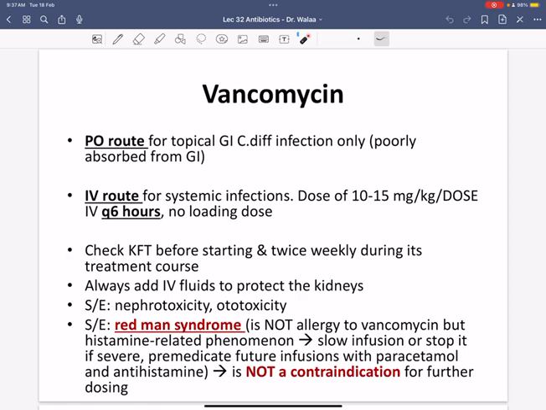Because now we have the emergence of vancomycin-resistant enterococci, or enterococcus, which is a disaster. Okay?